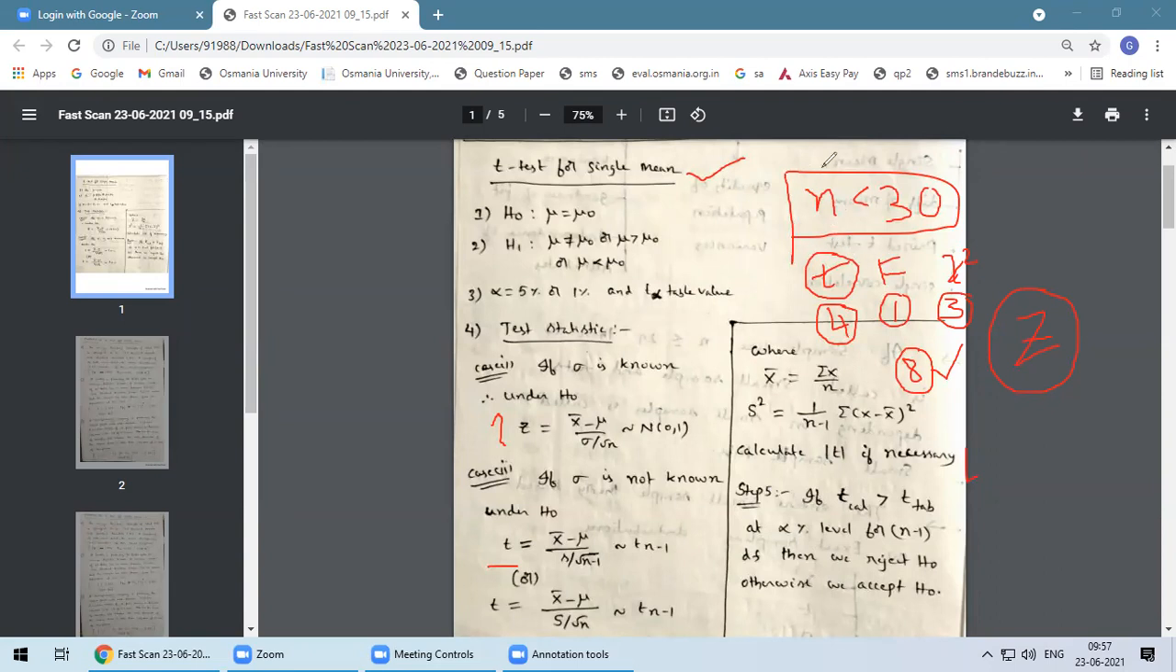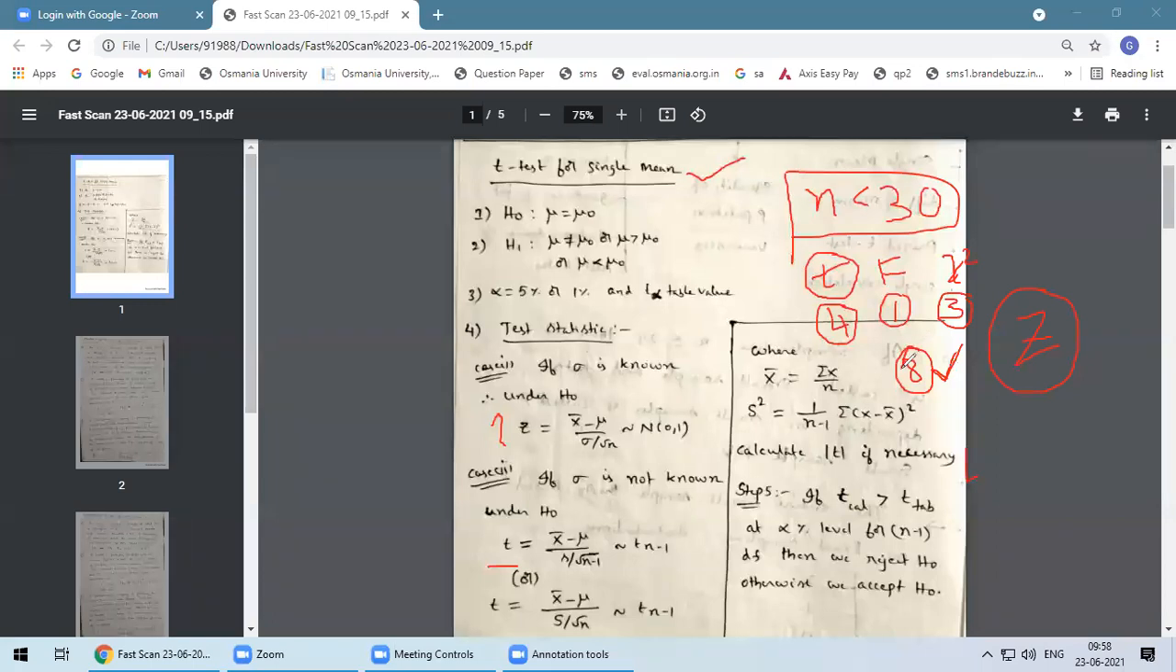So a sample is called a small sample if the n value is less than 30. How many small sample tests are there? The t-test, F-test, and chi-square test. Under the t-test there are 4, under the F-test only 1, and under the chi-square test you have 3. So a total of 8 procedures are there in unit number 3. Already we have finished these procedures. The only thing is that now we have to discuss problems.